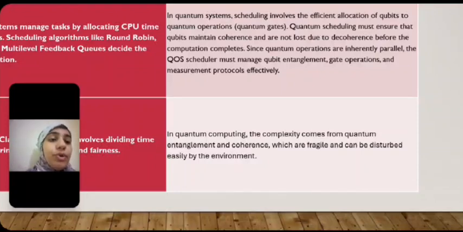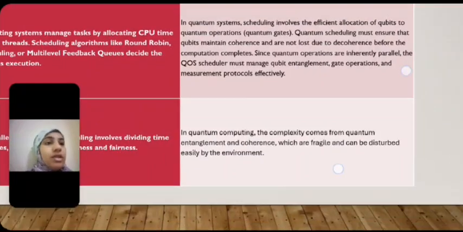So in quantum computing, the complexity comes from quantum entanglement and coherence, which are fragile and can be easily disturbed by the environment.